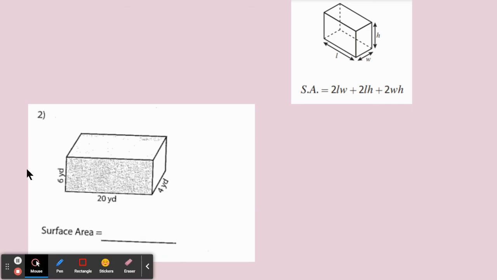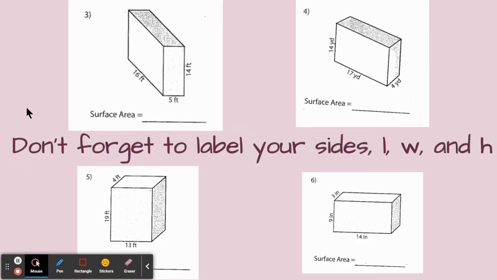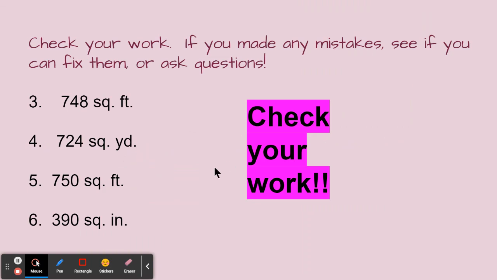Okay, so you guys are going to try 3, 4, 5, and 6 on your own. Don't forget to label your sides. That's very important. Label your sides to start, and then we're going to check our answers here shortly. Okay, and check your work here. Make sure that your answers are what I have. Okay, once you've checked your work, see if you can fix them, or if you can't, ask a question, and move on to the next video in this series.